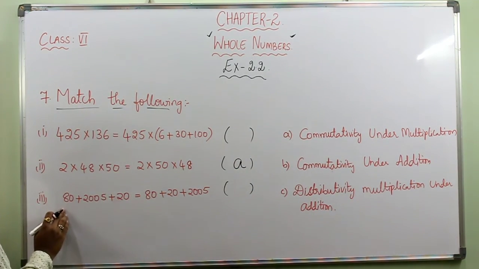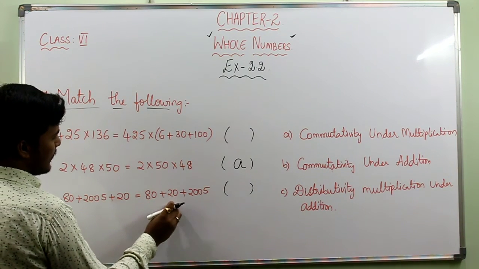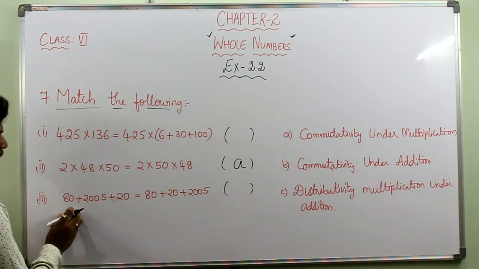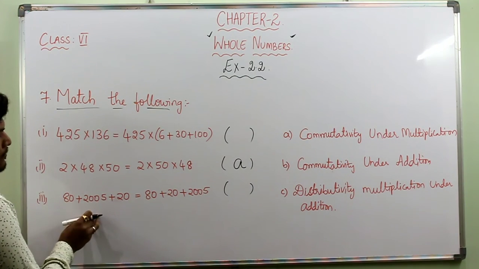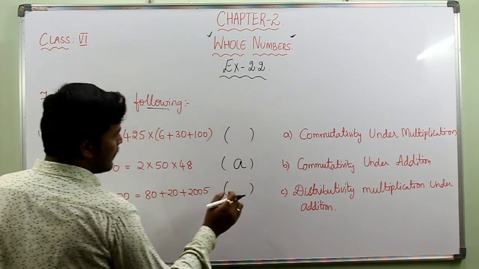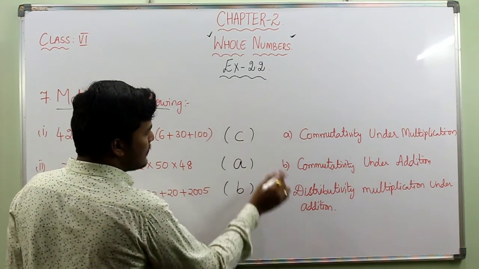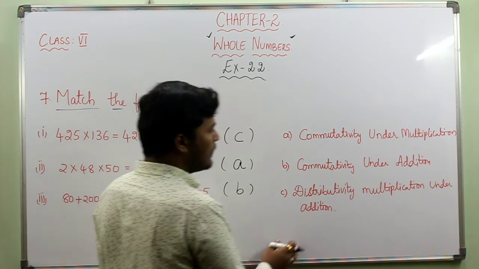And the next one is 80 plus 2005 plus 20 is equal to 80 plus 20 plus 2005. Here also we can see that the addition symbol is there between the terms, and the terms are just interchanging. So this is commutativity under addition. And the first one will obviously be the third one, that is distributivity of multiplication under addition.